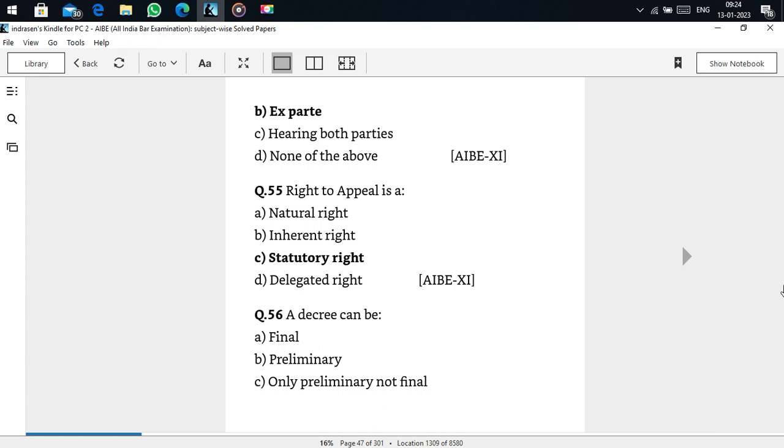Right to appeal, it is a statutory right. There is a difference between a mandatory right and a statutory right. Statutory right has certain conditions based on the statute. So we should understand that. A decree can be final, preliminary, only final, not preliminary, either final, either preliminary. It can be either preliminary or final.